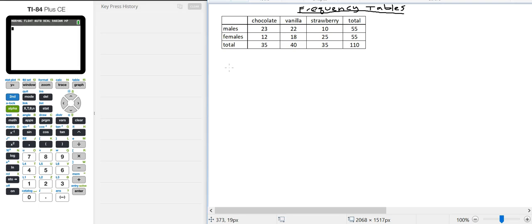Let's say we want to know what percent of males like chocolate. We want to know what percent of all the males that there were like chocolate. We have to make this into a fraction. In the denominator, we're going to have the total number of males. You go to males, then you scroll over to the column where it says total, and we see that the total is 55. So there are a total of 55 males.